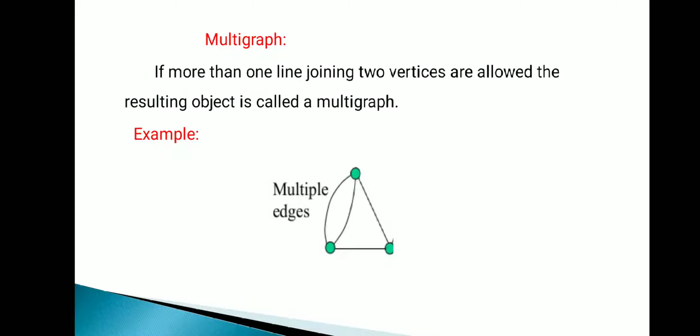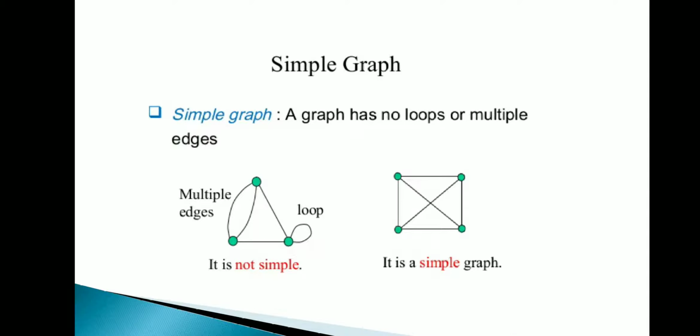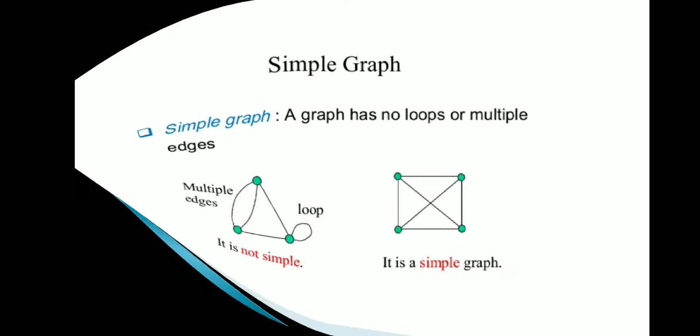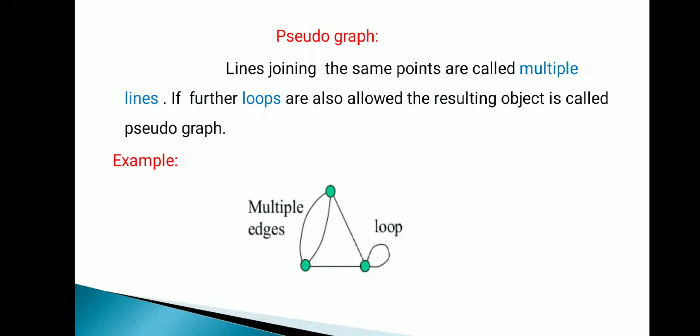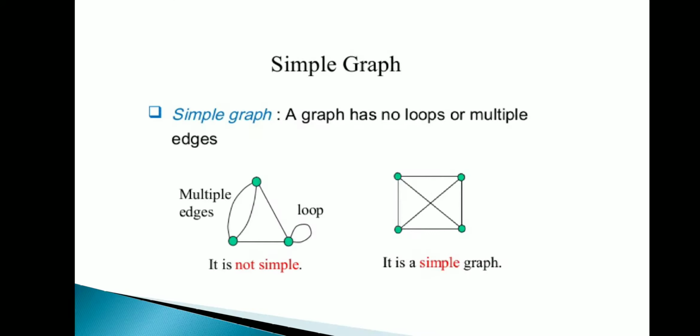Next, a graph that has no loops and no multiple edges is called a simple graph. We consider these two figures. The first figure has multiple edges and loops, so it is not a simple graph. The next graph has no multiple edges and no loops, so it is a simple graph. Lines joining the same points are called multiple lines. Already we know about this.